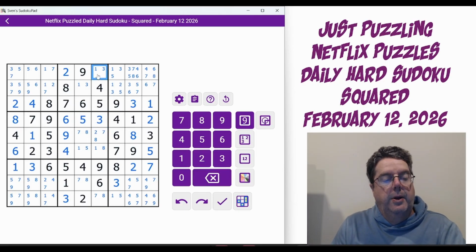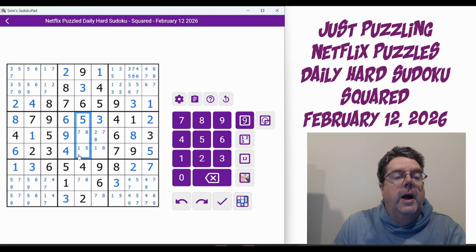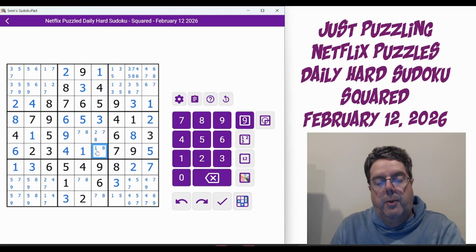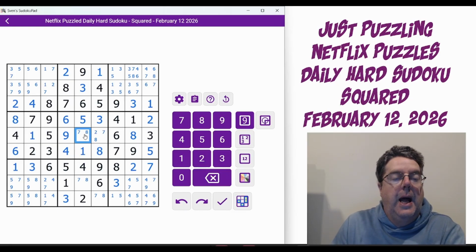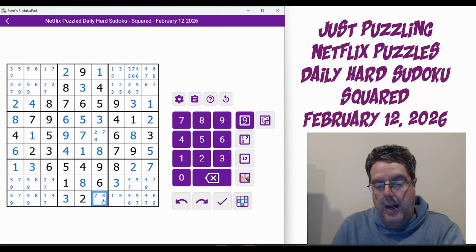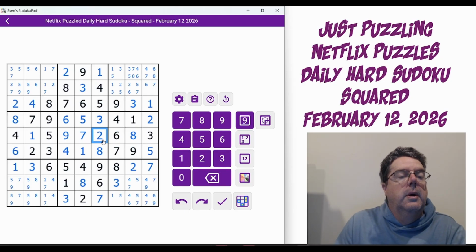3 can't be here, so this is a 1, leaving this to be a 3. Alright, 5 can't be here, so this is now going to be a 1. This can't be a 1, so it's an 8. This can't be an 8, so it's a 7. And this can't be a 7, so it's an 8. This can't be an 8, so it's a 7 here. And this here will be a 2.